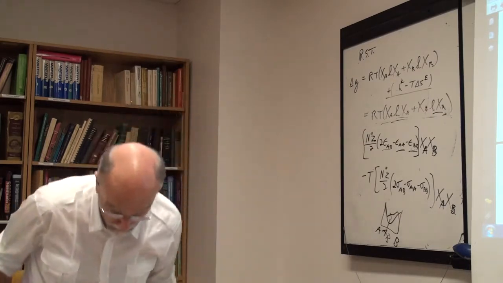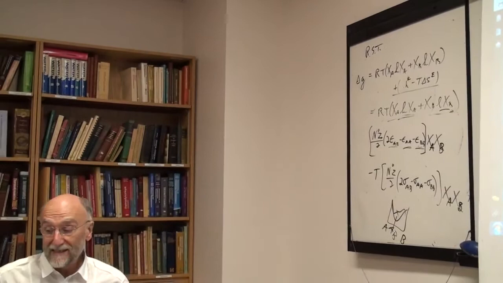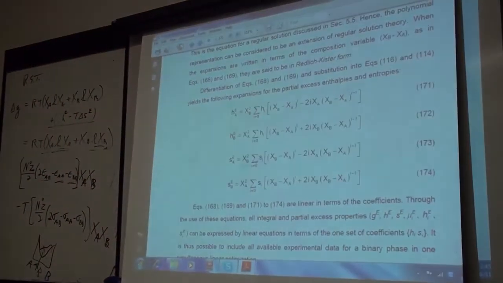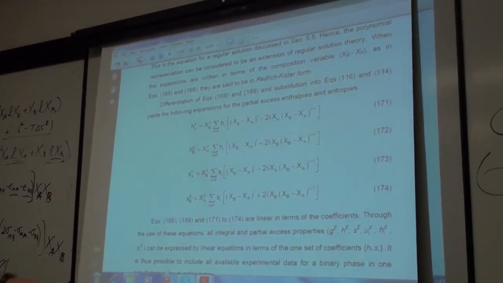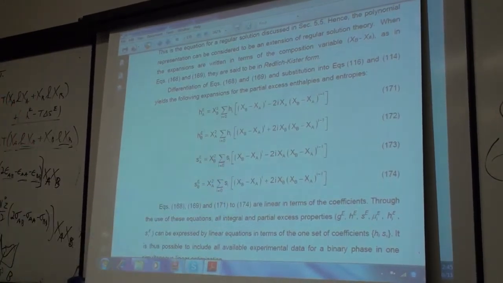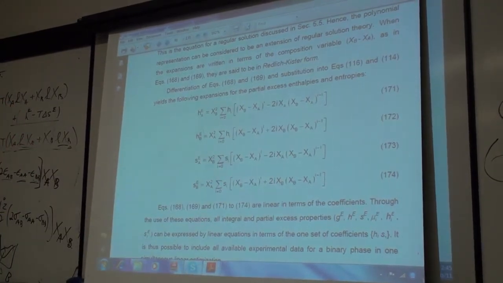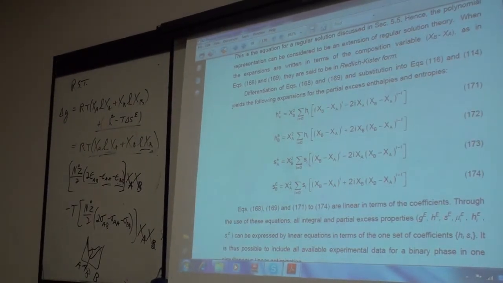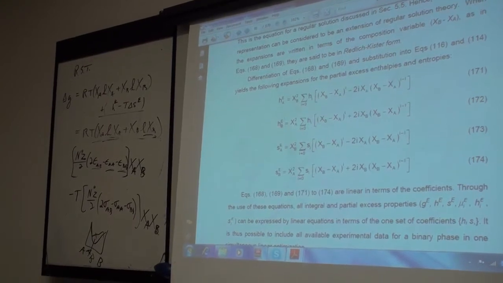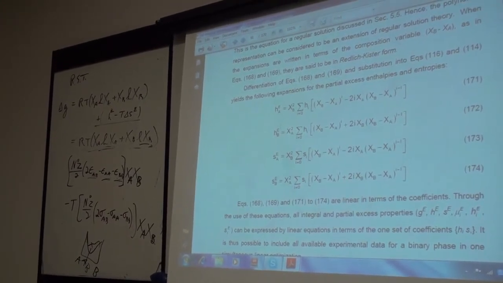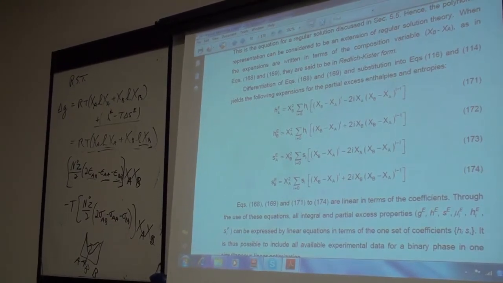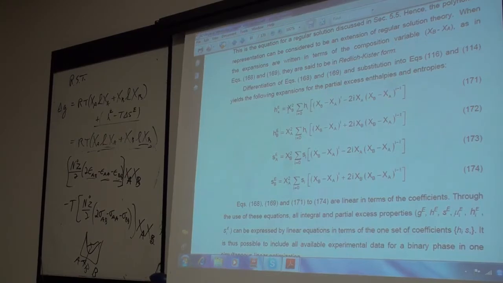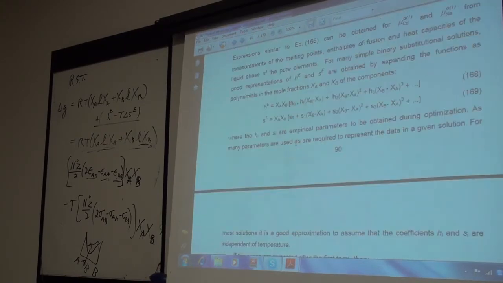Now, from the polynomial model for the integral HXS and SXS, you can derive these equations for the partial properties in terms of exactly the same coefficients. So the coefficients Hi and Si here are the coefficients H0, H1, H2 in equations 168 and 169. Okay, this is just thermodynamics, and the equations 171, the equations for the partial properties, are derived from these equations for the integral property.